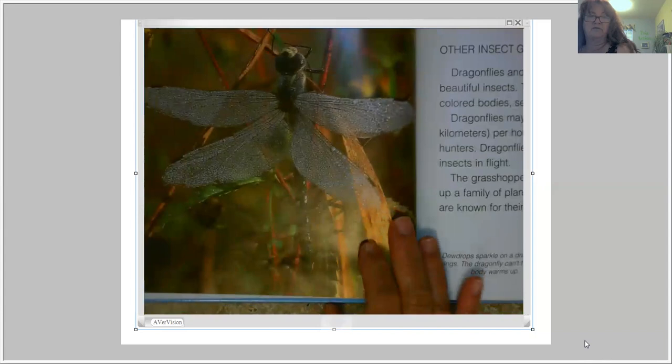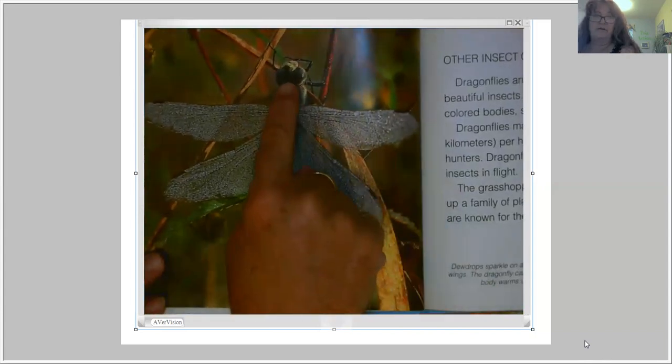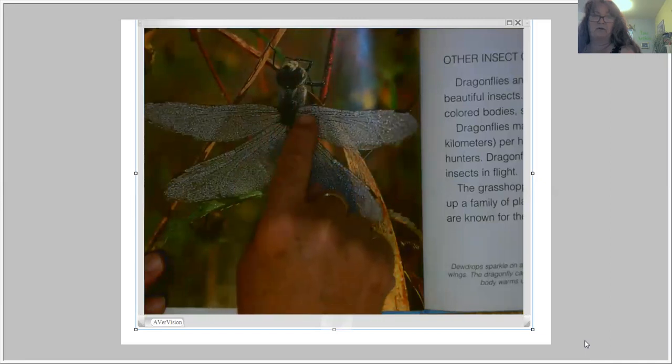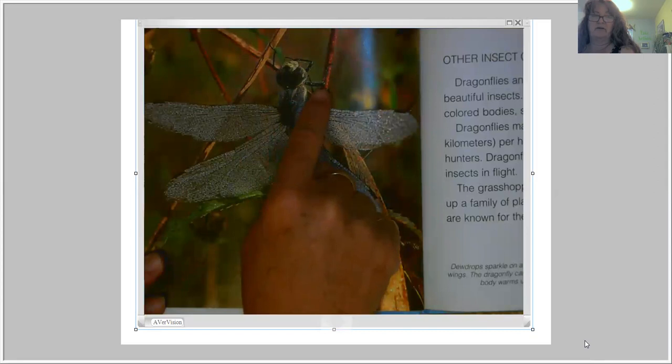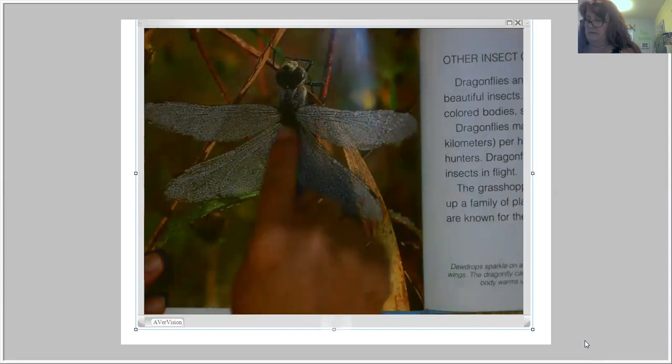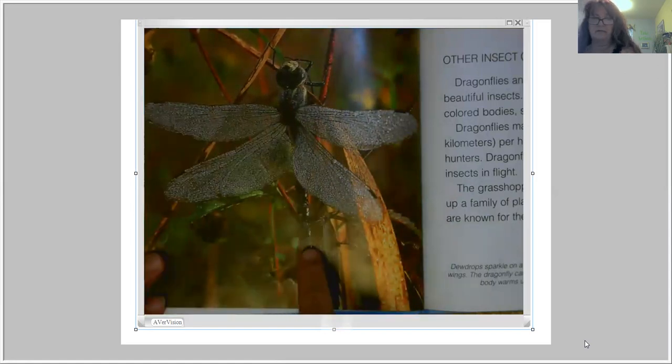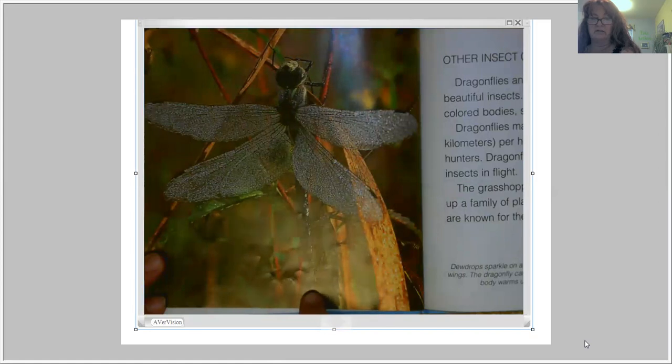This is a beautiful picture of a dragonfly. Here's his head up here. This thorax is this part where you can see some legs in the background and these beautiful lacy see-through wings. And then his abdomen is really, really long. Comes all the way down to there.